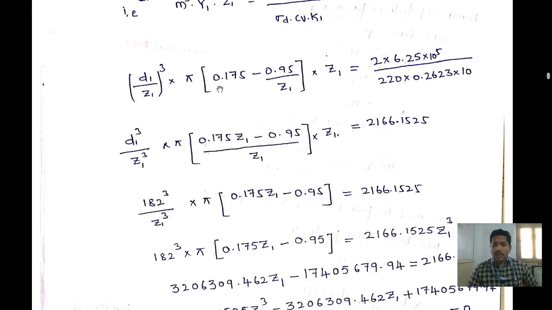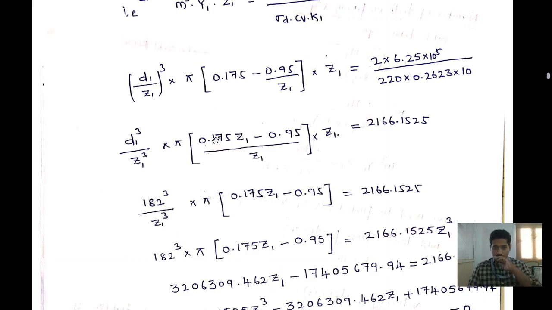After that, just keep as it is only d1 cube by z1 whole cube, plus multiply by pi. Just you need to multiply here 0.175 into z1 minus 0.95 by z1 into z1 equal to. If you divide the whole value, then you will get the answer is 2166.1525. Okay dear. So this z1 will cancel. So d1, nothing but the diameter of the pinion, should be 182 whole cube by z1 cube, we need to find out.